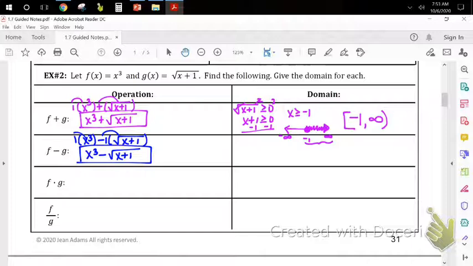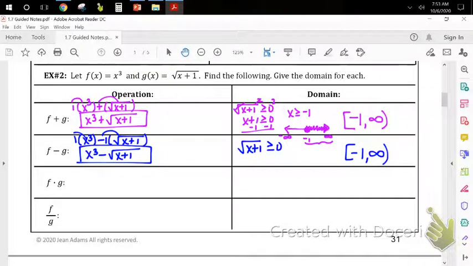Now notice that it has the same restriction that the previous one did, right? It has that square root of x plus 1, and we know that's got to be greater than or equal to 0. And so I already worked it above, so I'm not going to rework it again. We're just going to get the same answer from negative 1 to positive infinity.